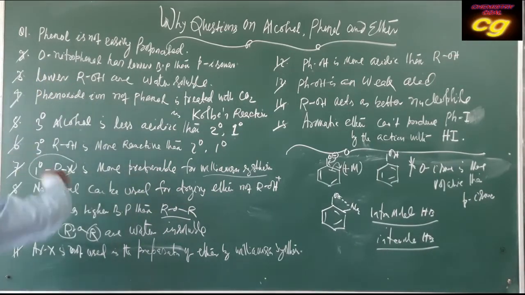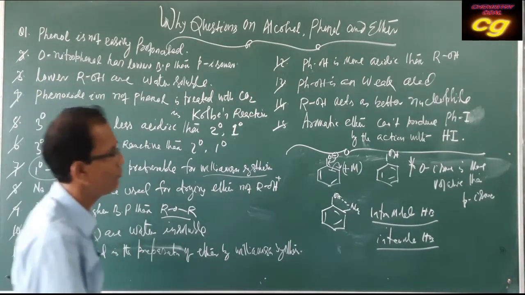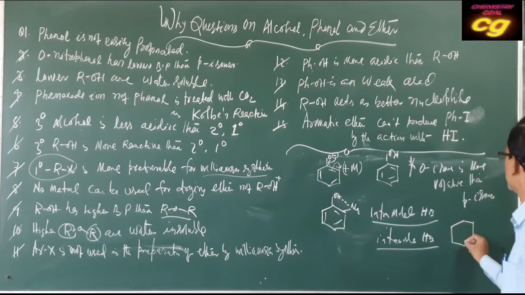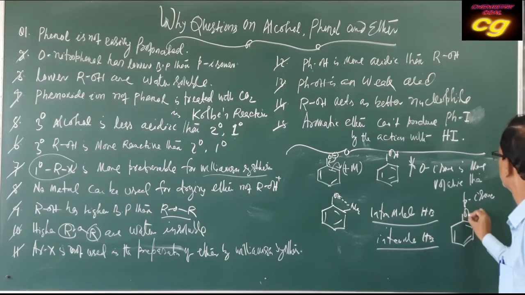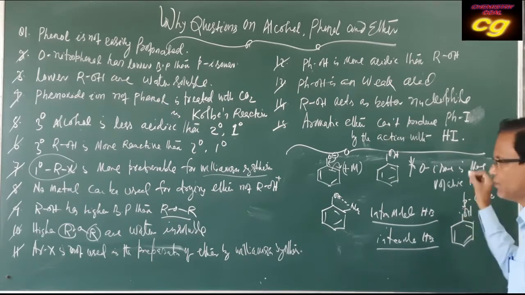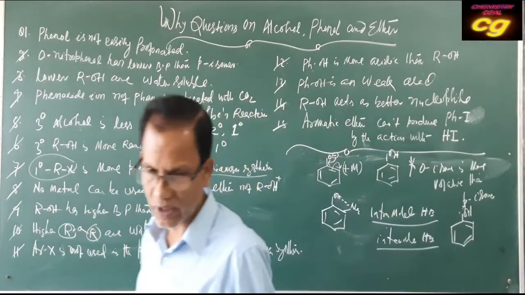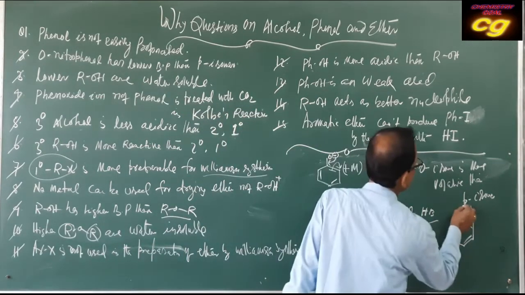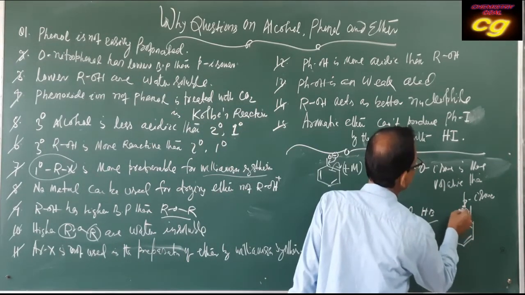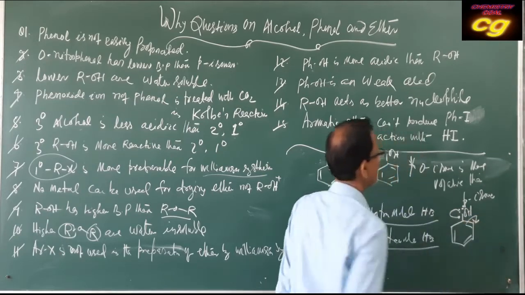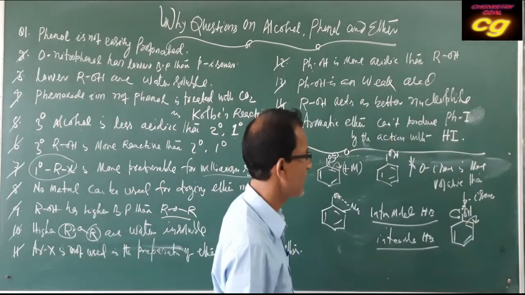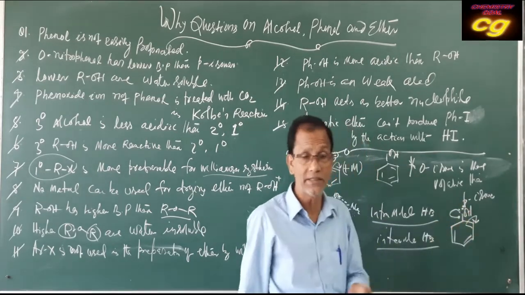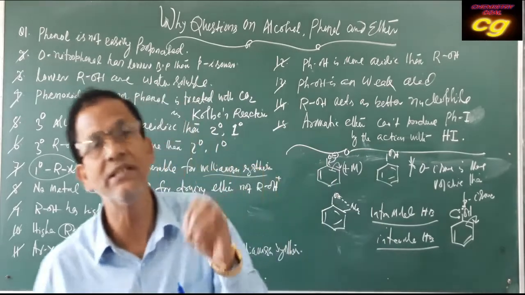First question: phenol is not easily protonated because we know phenol has resonance. You try to draw the structure of phenol. As phenol has resonance, we already know it has a lone pair on the oxygen atom. Due to resonance, the electron density on oxygen decreases. As the electron density on oxygen decreases, the OH group cannot be easily protonated.